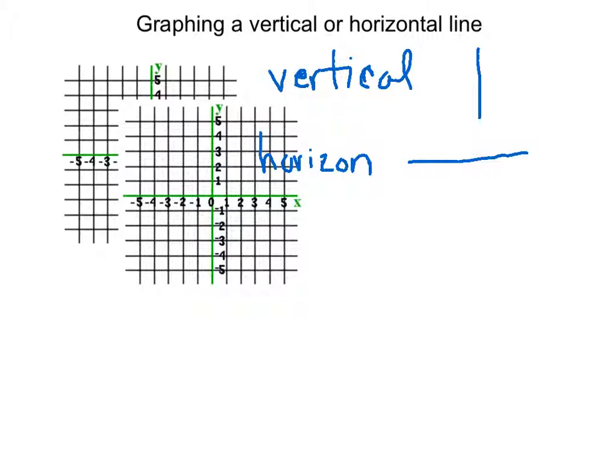Alright, so let's talk a little bit more about this. Any line that's vertical is going to go up and down, and if you think about it going up and down, it's only going to go through the x-axis. So vertical lines are just going to have x equals. Horizontal lines are going to go sideways, and they're only going to hit the y-axis, so they're going to have y equals. That's really all there is to it.